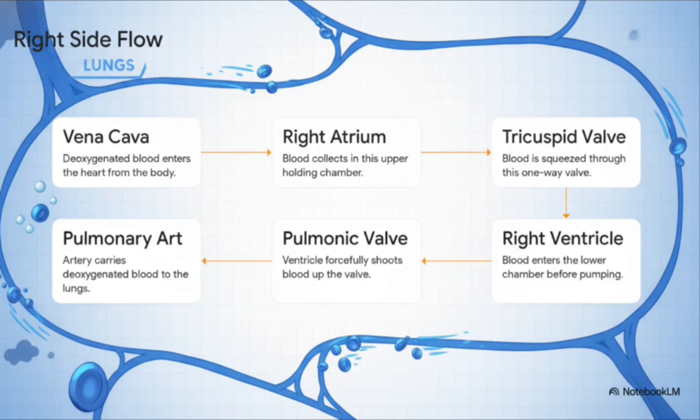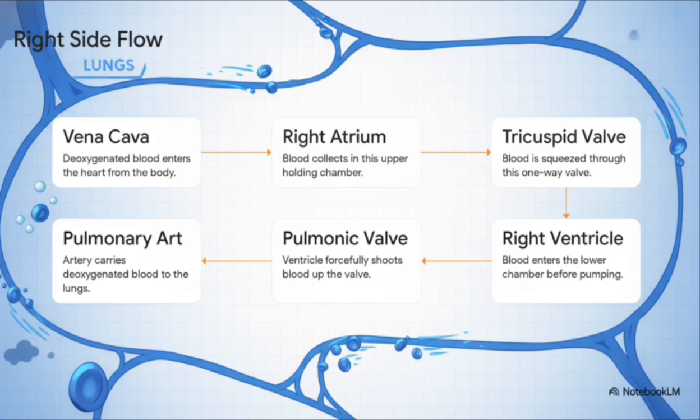All right, let's put this into action and literally race a red blood cell through the right side of the heart. There are exactly 6 steps here. Step 1, our blue deoxygenated blood enters the heart through the superior and inferior vena cava. Step 2, it dumps into the right atrium, which kind of acts like a holding chamber. Step 3, the atrium contracts, squeezing that blood down through the tricuspid valve. Think of this as a one-way door to stop backflow. Step 4, we drop right into the right ventricle.